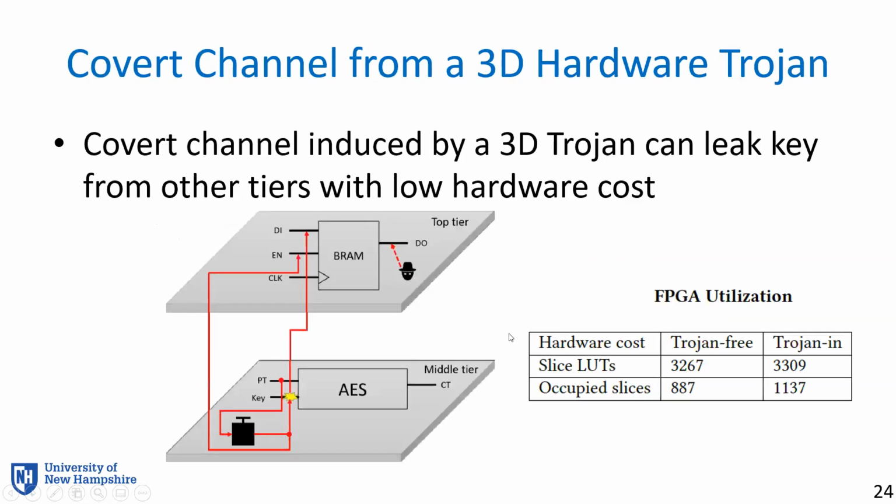We implement this case with two FPGA boards and also assess how much hardware cost it would take to implement a covert channel by modulating the key and leaking it through another, lower protected memory. Actually, it only increased LUT use by 1.3%. So it's a very low hardware cost. With that, we confirm that a 3D hardware Trojan is easy to implement at very low cost. The covert channel could be another big challenge.